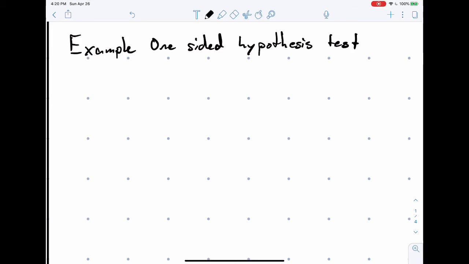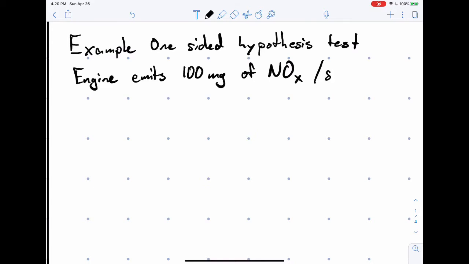Here I'll go through an example in 6.1 of a one-sided hypothesis test. In this example, there's an engine and it emits 100 milligrams per second of nitrous oxide, which is a pollutant, so we'd like to reduce this.